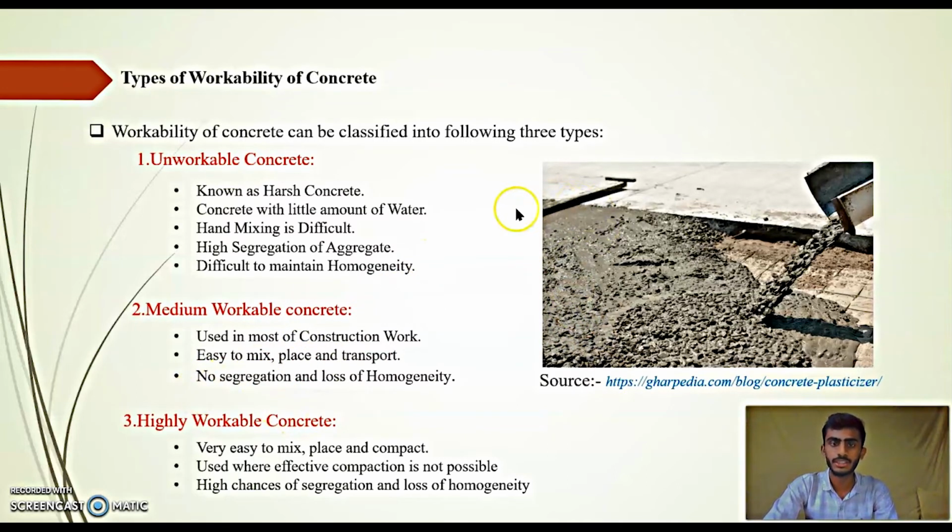Therefore, if we cast cubes or do any construction, such as filling of beams, it does not cause segregation and no loss of homogeneity. Therefore, a mix of proper proportion does not cause loss of homogeneity.